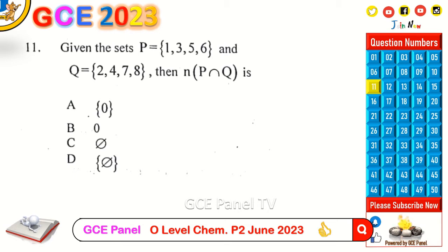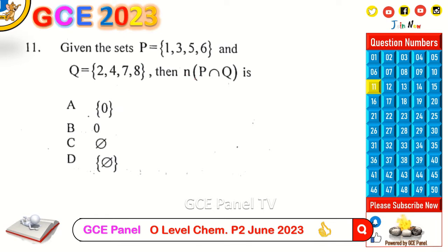Okay. Now, question 11 reads, given the set P equals {1, 3, 5, 6} and Q equals {2, 4, 7, 8}, then the number of elements in P intersection Q is... this is the cardinality, right? So for P and Q, let's look at the common elements. I have 1, 3, 5, 6 here. You have 2, 4, 7, 8. Nothing is common, right? So there is no common element here.